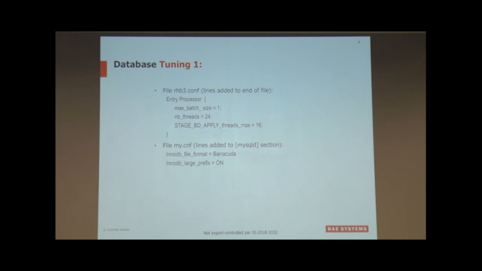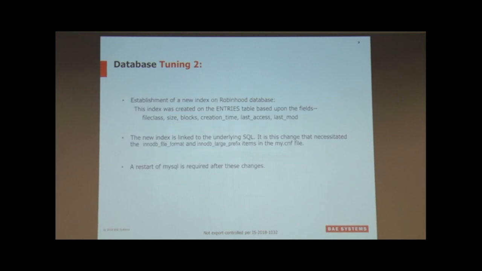And we use the file format Barracuda and the InnoDB large prefix on because we wanted to make another index in our Robinhood database to see if we could speed up some of our retrievals of information just a little bit more. So to do that, we wanted to create this new index on the entries table. And we had to have the two things tuned in the my.cnf because otherwise, with the addition of this new index, the aggregate size of the data table would exceed that allowed by default in the database program.